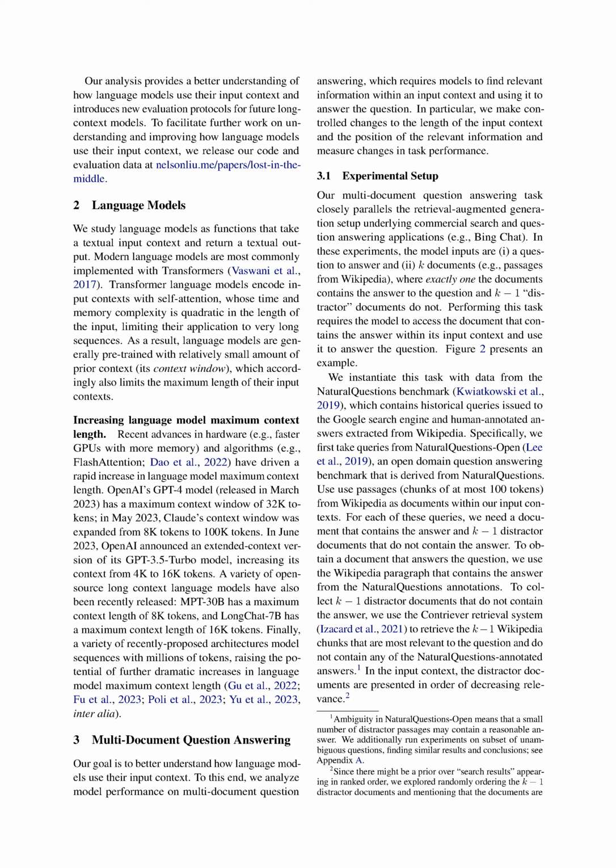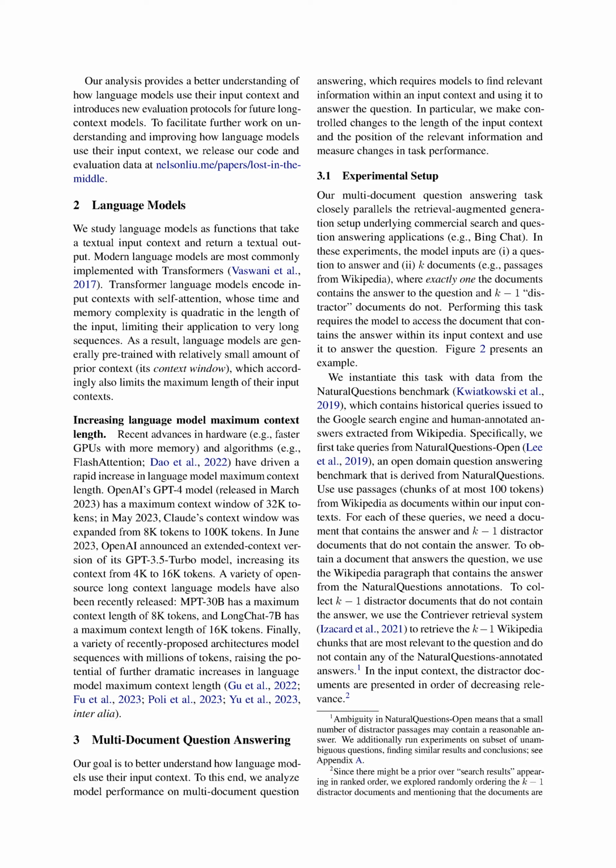Section Summary. Language models are functions that take a text input and generate a text output. They are commonly implemented using transformers, which encode input contexts using self-attention. However, the quadratic time and memory complexity of self-attention limits the application of language models to long sequences. Recent advances in hardware and algorithms have led to an increase in the maximum context length of language models, allowing them to process more tokens. In this study, the authors analyze how language models perform on multi-document question-answering tasks by manipulating the length of the input context and the position of relevant information.